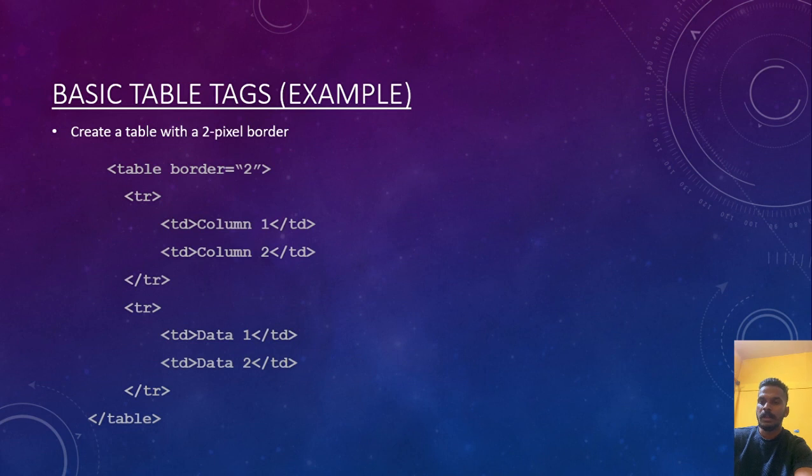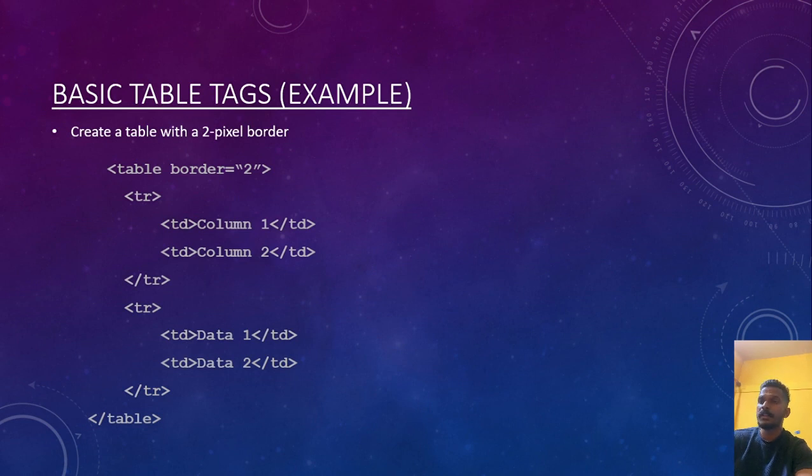Next we are creating another row, which is a table row, and in that row we have two columns, data 1 and then data 2, and then we close the table row tag, then we close the table tag. So this will be the predicted output: column 1, column 2 and data 1, data 2, in two rows.